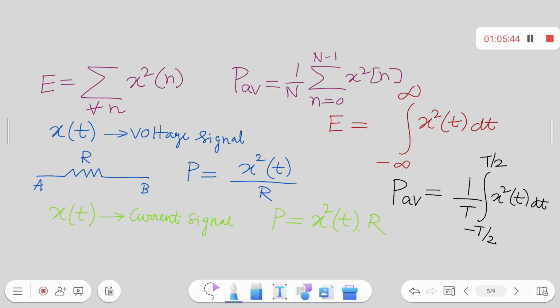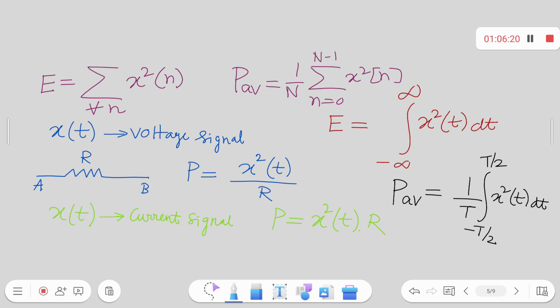And if the signal is not a real signal, in that case you cannot write x square n or x square t. In that case, what you need to do is use mod of x n squared, or mod of x t squared. You have to put the mod sign there. If the signal is not a real signal, if it is a complex signal, a plus jb in this particular form, you cannot write x square, because energy and power cannot be imaginary numbers. You have to write mod of x t squared, mod of x n squared.